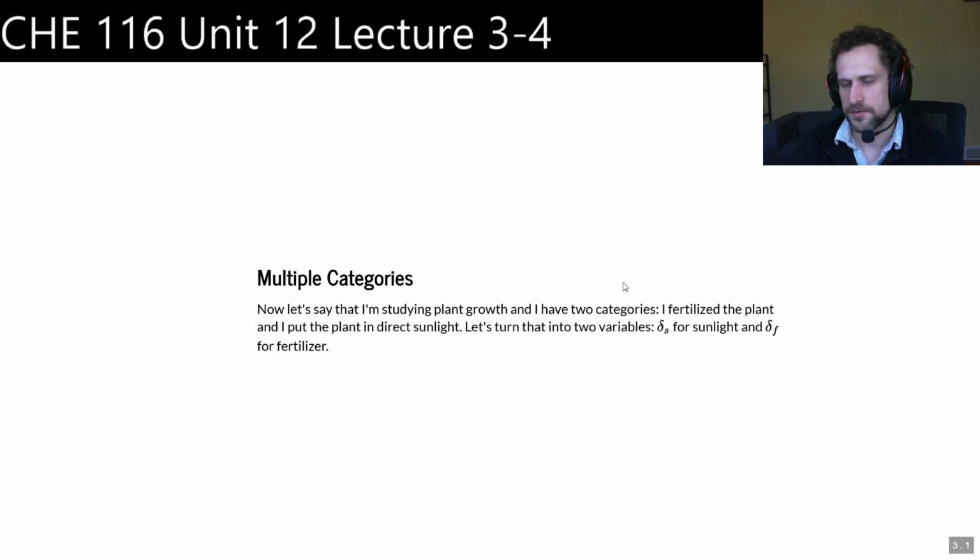I am doing plant growth. So I can either fertilize the plant or not fertilize the plant. And I can put the plant in direct sunlight or not put the plant in direct sunlight. So you can think about this as that I can have fertilized and in direct sunlight, unfertilized and in direct sunlight, and fertilized, etc. So there's basically all these different categories. So I can represent that as a series of indicator variables, right? So I can have this for sunlight and this for fertilizer.